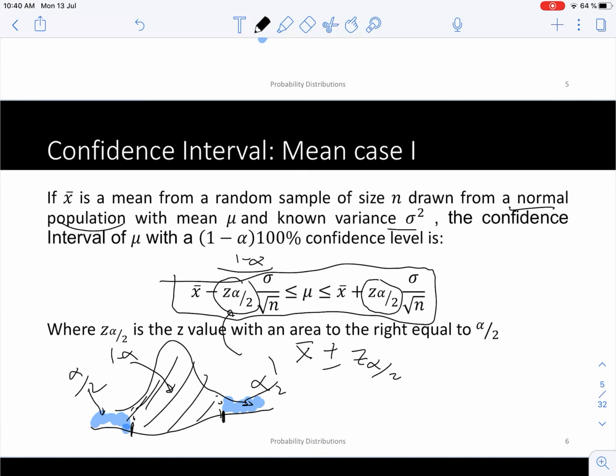When we're getting the lower limit, the estimation is going to be x bar minus z of alpha divided by 2, times the standard deviation, which will be sigma over the square root of n. The same idea applies to the upper limit, but instead of the minus sign, it's with the plus sign.